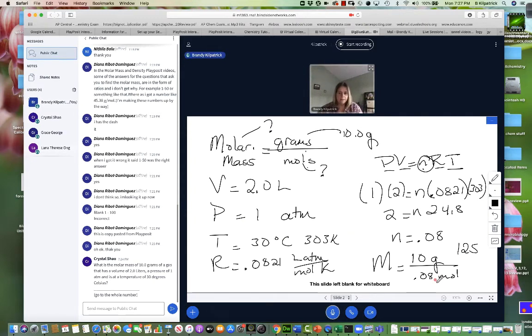Okay, so does that make sense? It's really just like a 2-part problem. So anytime it's asking for the identity of a substance, or it's asking for a molar mass, well, what is molar mass? Molar mass is a gram to mole ratio. So if you have your number of grams, which they typically give you, you can solve for your number of moles with the ideal gas law. Does that help?